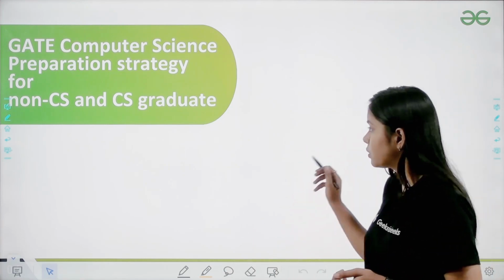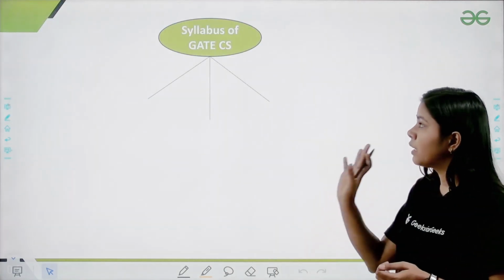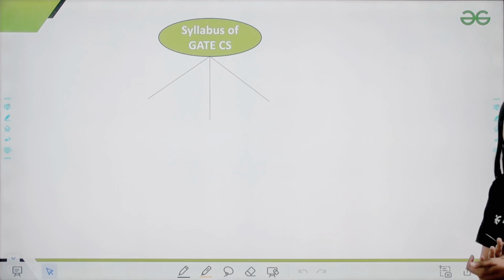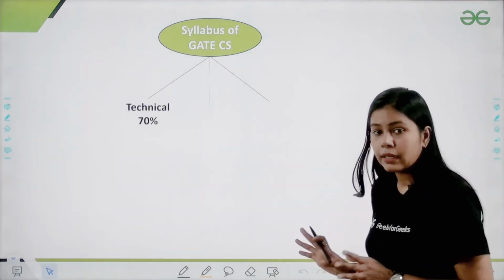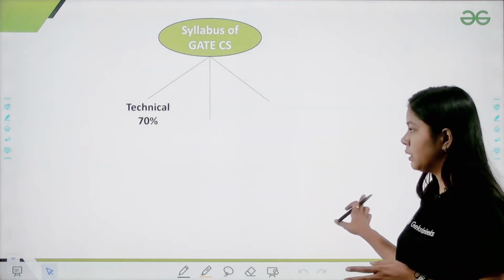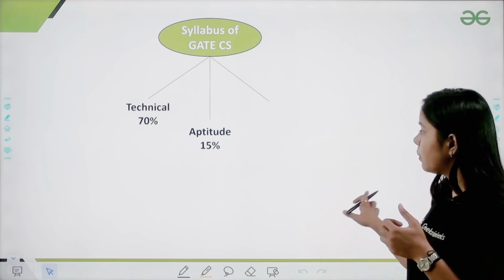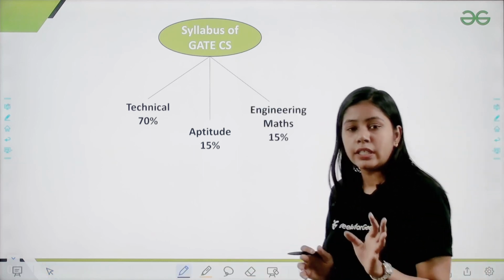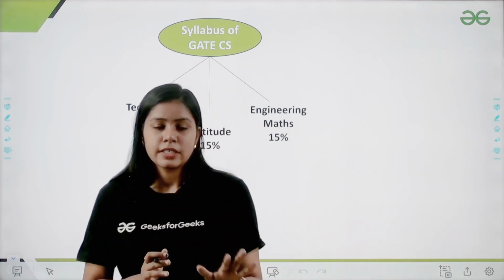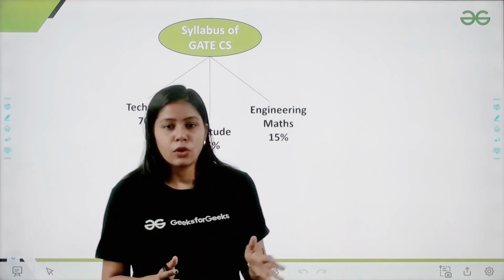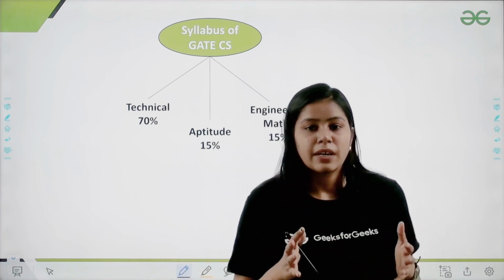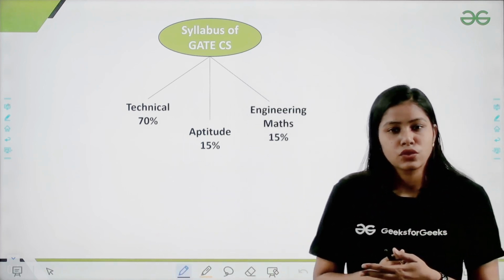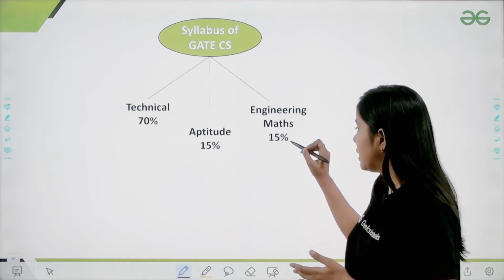Let's see. First, we can divide the syllabus of computer science into three parts: technical, which is almost 70%, 15% is aptitude, and engineering mathematics is 15%. You all study engineering mathematics in your first and second year, so that will be the same for all of you. There is some part of discrete mathematics which you have to study more, other than engineering mathematics.